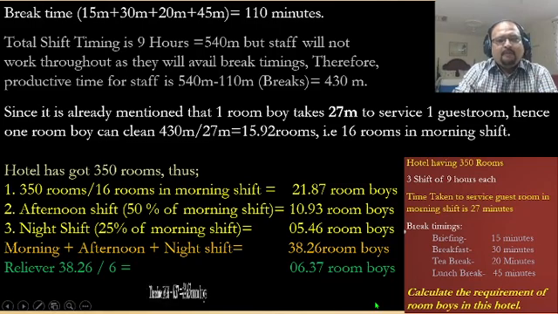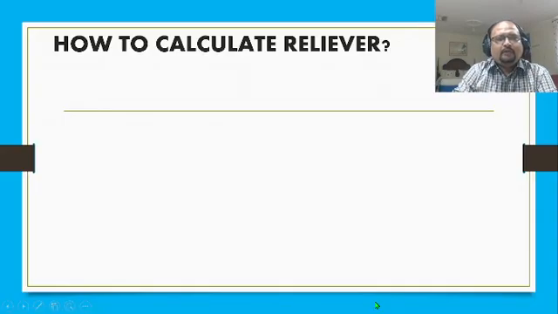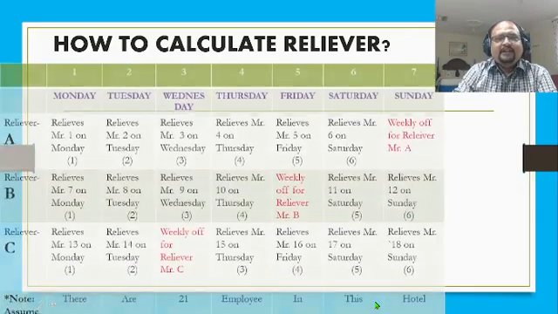Before that, hope you have understood all this, that in this particular given situation you need a total of 44.63 room boys. Let us go to the next slide and understand about the reliever, and then we'll see one more calculation. So how to calculate the reliever?